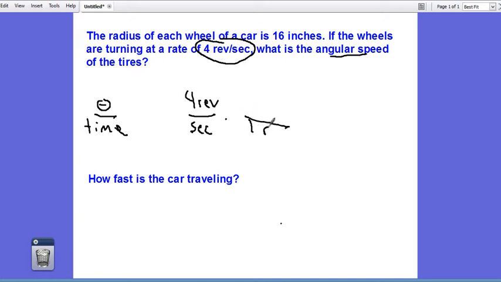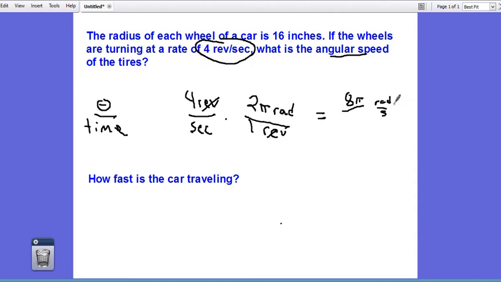We want our revolutions to cancel, so that's going on the bottom. Pardon my writing, I can't write with a mouse very well. How far do we go when we go around the circle 1 revolution? Well, we're going 2 pi radians. So our revolution units cancel, and we're multiplying across. We're getting 8 pi radians per second. It does sound like an angular speed.